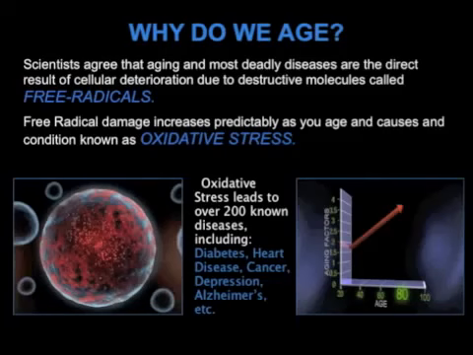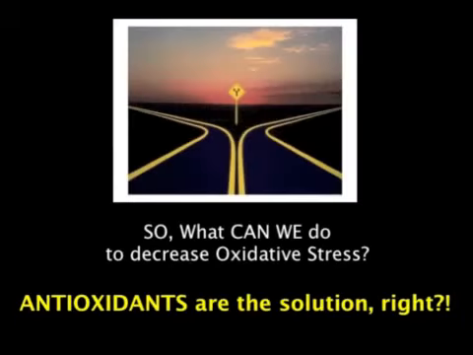The prevailing theory now on the aging process is this free radical equation. Scientists agree that aging and most deadly diseases are the direct result of cellular deterioration due to destructive molecules called free radicals. Free radical damage increases predictably as you age, and it causes a condition known as oxidative stress. Again, advanced free radical damage is termed oxidative stress, and it leads directly to over 200 diseases, including diabetes, heart disease, cancer, depression, Alzheimer's, etc. That's a very small list. This is a very large issue here.